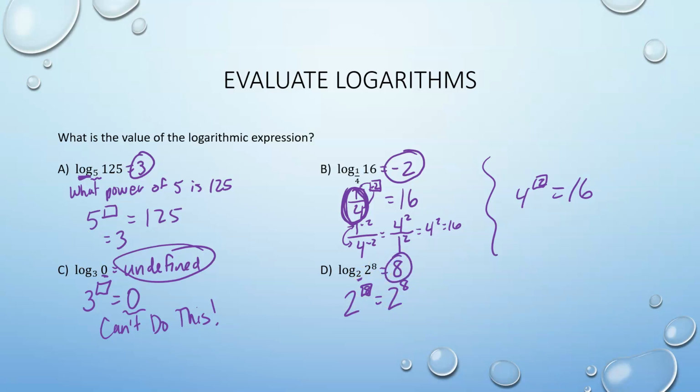Another property or rule, if we wanted to try to memorize things, is that anytime the base matches this number, the answer is always going to be your exponent. But we don't have to remember that. We don't have to memorize it. We can just write it out using the what power idea, and we can see clearly that, of course, it's going to be 8.